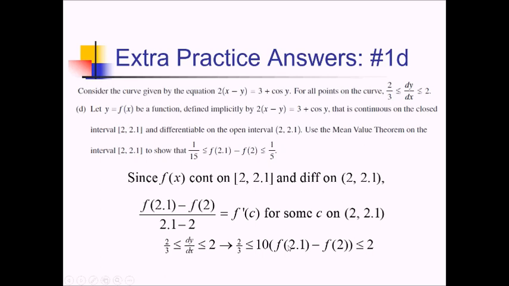All right, now that I've done that, I just want to have this expression in the middle, so I'm just going to divide all three sides here by 10. 2/3 divided by 10, that's really 2 over 30, which is 1/15, which is what we wanted. Over here, 2 over 10 is really 1/5. So this gives us exactly what we were looking for.